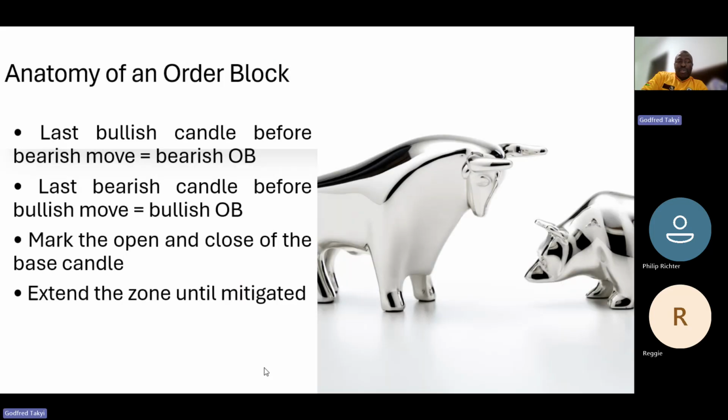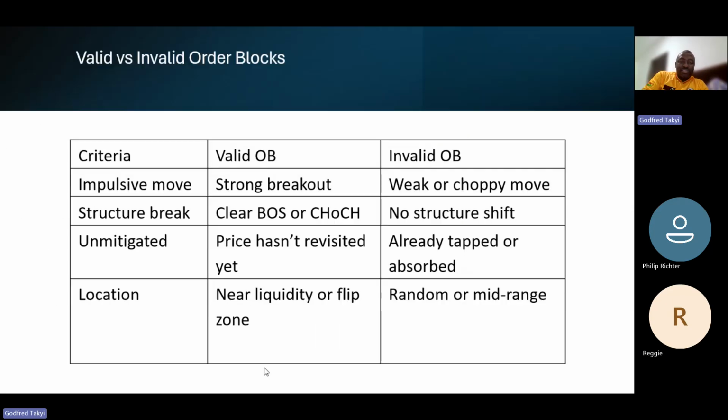So let's talk about the anatomy of an order block. To mark an order block, you have to first identify, based on the definition I just gave, the last candle before an aggressive or impulsive move to either the upside or the downside. So you mark this candle and extend it to the right on your screen. Then you wait for price to return to that zone. Then you take your trade. We'll explain that when we get to the charts.